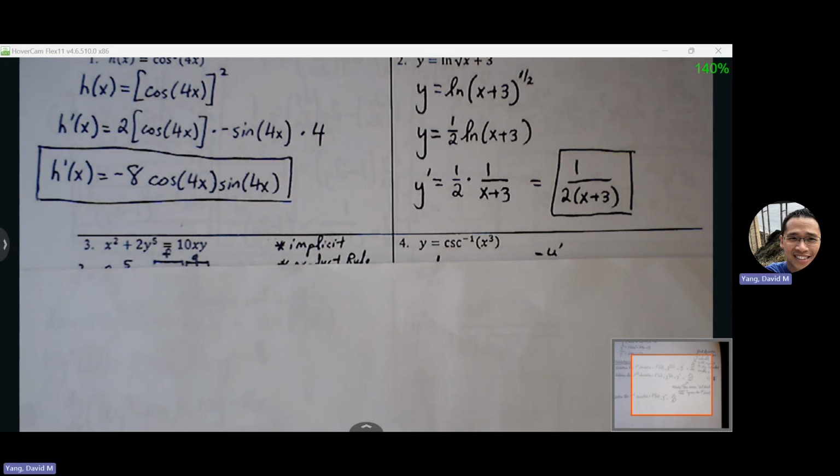Number two, once you rewrite that radical as raised to the 1/2, you can bring that 1/2 down. Now we can have a much easier time finding the derivative. The natural log of u is just u prime over u, and that 1/2 is going to hang out in front.